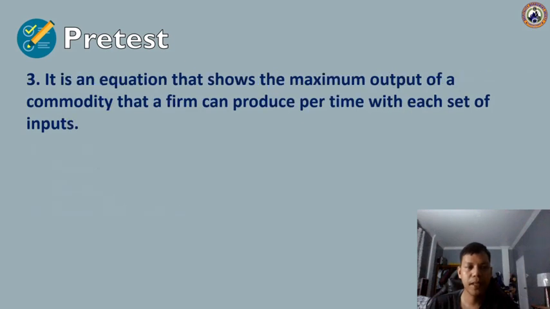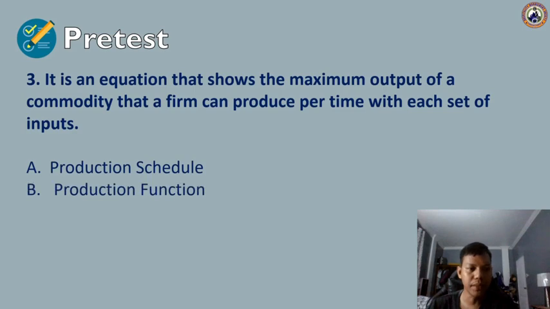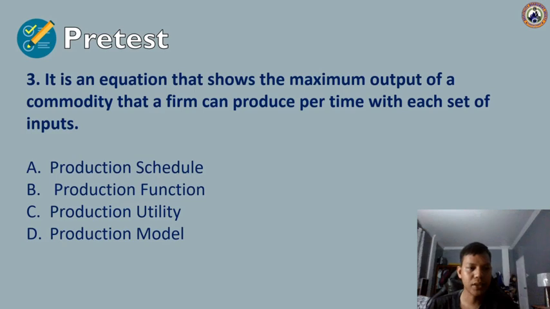Question number 3: it is an equation that shows the maximum output of a commodity that a firm can produce per time with each set of inputs. A. Production schedule, B. Production function, C. Production utility, or D. Production model. The answer for number 3 is letter D, Production model.